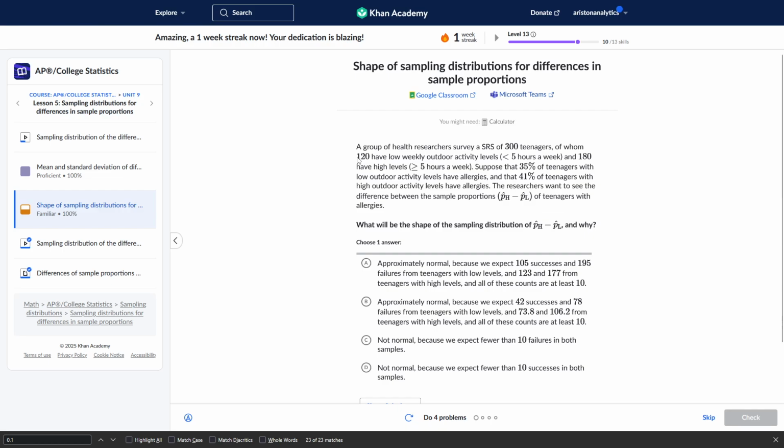Okay, so 120 of 300. 120, 180, 35.41. 0.3 times 1, 2. That's good. 0.41 times that. That's good. Okay, and then we expect that number looks right with low levels.